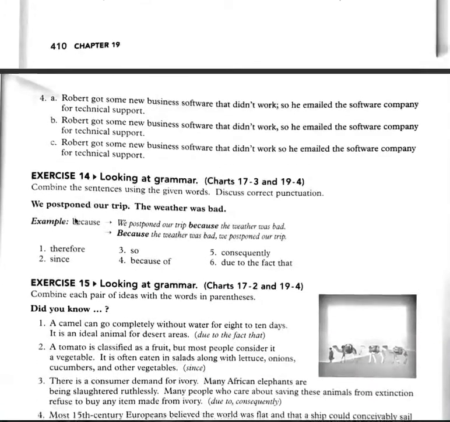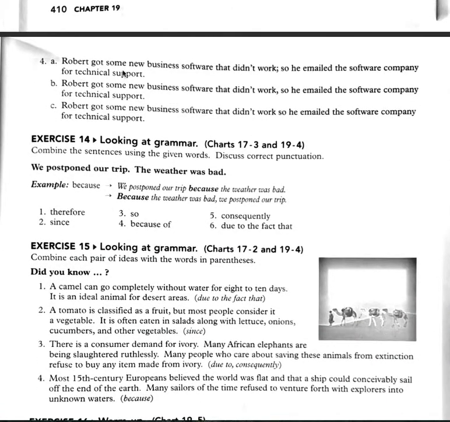Number 4. A. Robert got some new business software that didn't work, semicolon. So he emailed the software company for technical support. B. Robert got some new business software that didn't work, comma. So he emailed the software company for technical support. And C. Robert got some new business software that didn't work, so he emailed the software company for technical support. So looking at A, B, and C, ladies and gentlemen, which one do you think is correct?